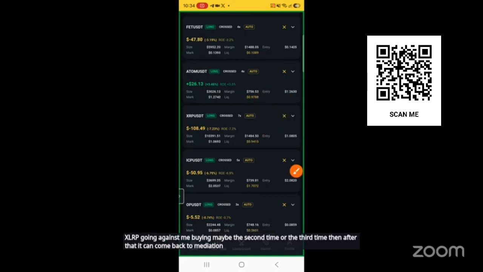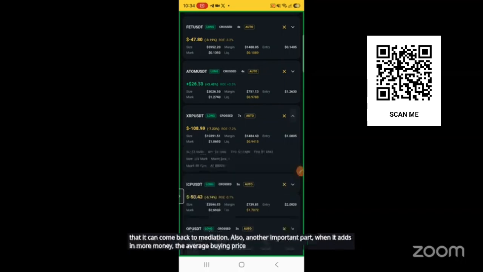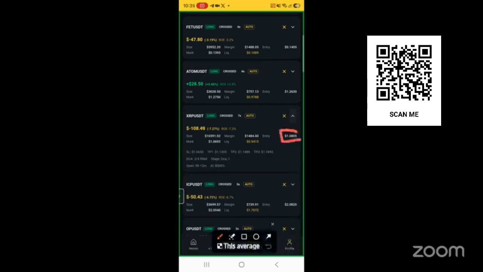Also, another important part, when it adds in more money, the average buying price, or the average entry, keeps on coming down or coming closer to your entry.